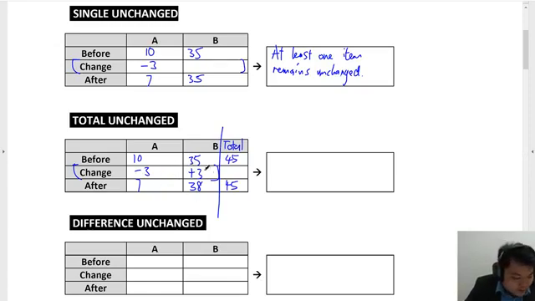We say that inside the change row, we have the same numbers with opposite signs.